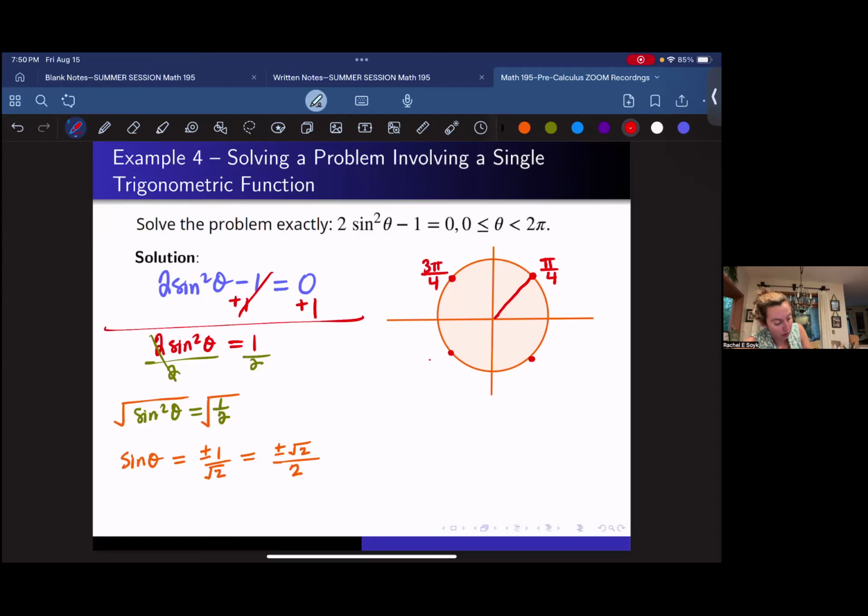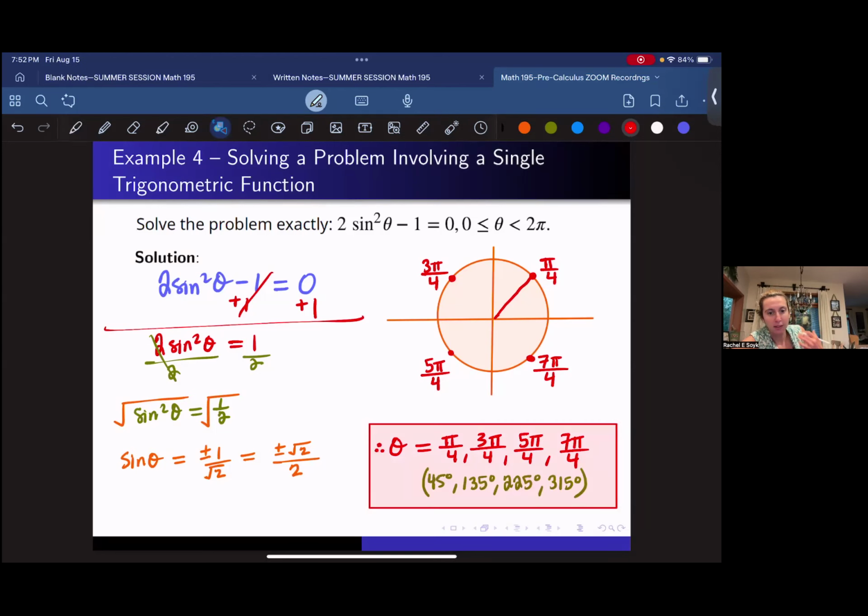Pi plus pi over 4 gives you 5 pi over 4. And then 2 pi minus pi over 4 is 7 pi over 4. And so these are all of our solutions in radians. Theta is equal to pi over 4, 3 pi over 4, 5 pi over 4, and 7 pi over 4. And I'll put in the respective degrees right below. And so these are the respective degrees related to the radians.